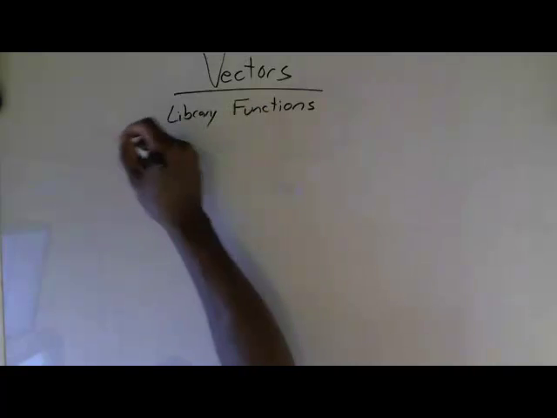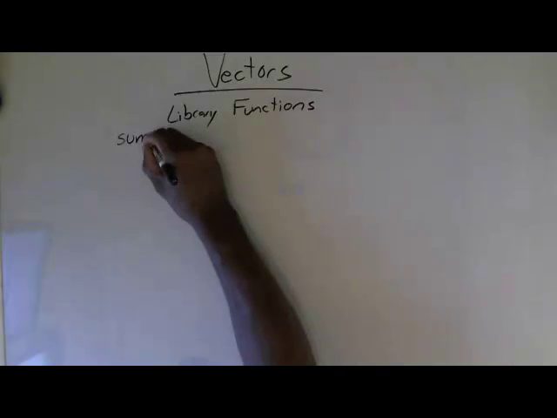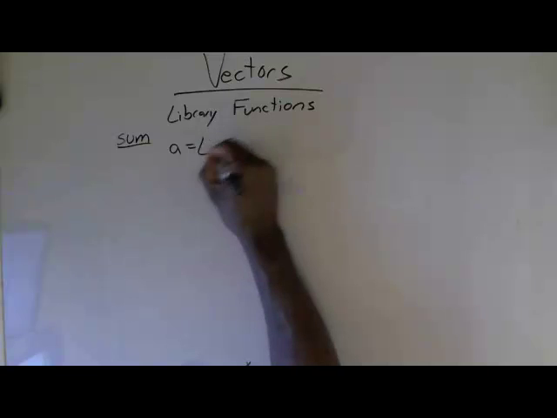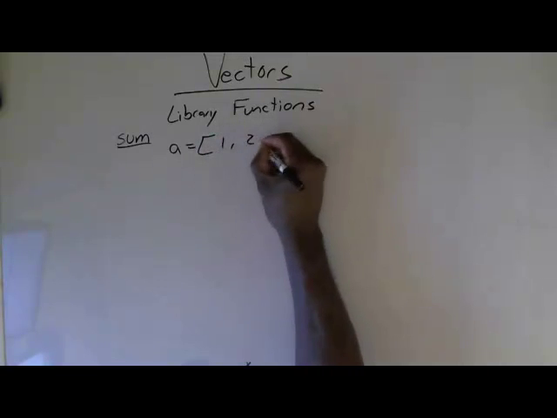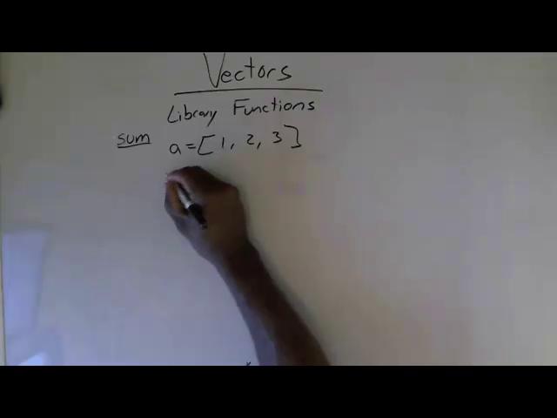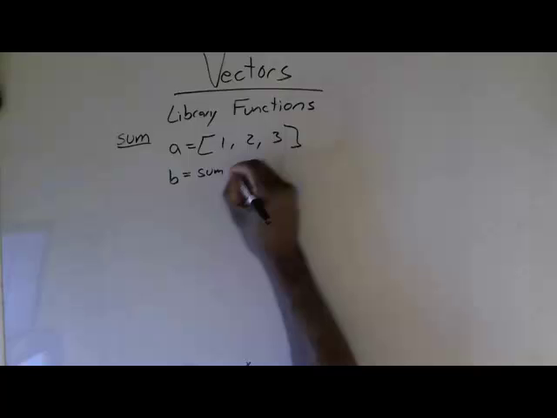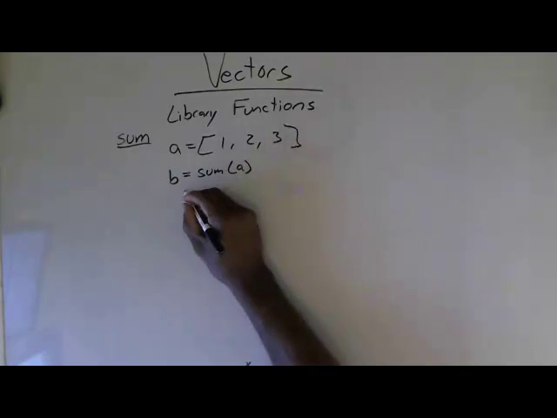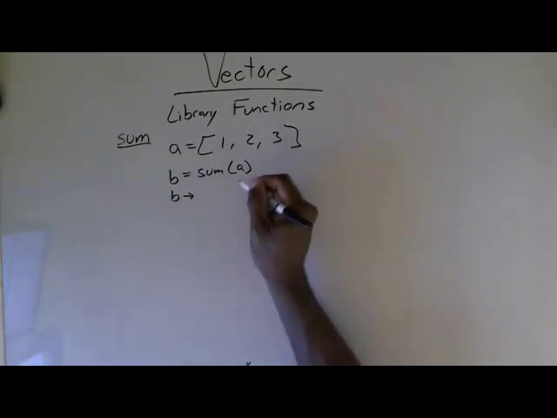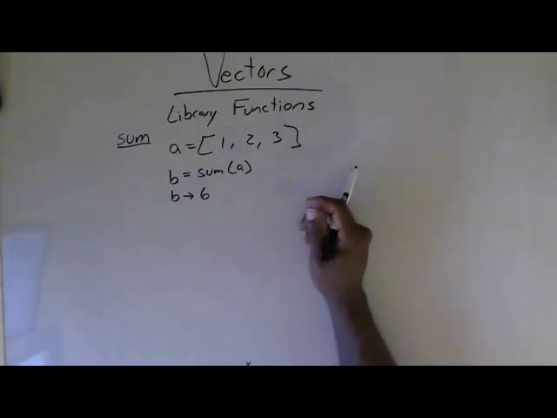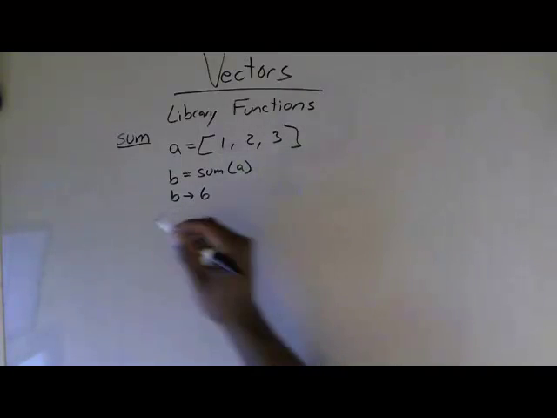Let's jump right in here. First one would be sum, which does exactly what you think it would. So if we had vector A equals 1, 2, 3, and we did B equals the sum of A, then B is going to be the value 6. It's just that easy. You just add up everything in the vector. So you can always get the sum of a vector.